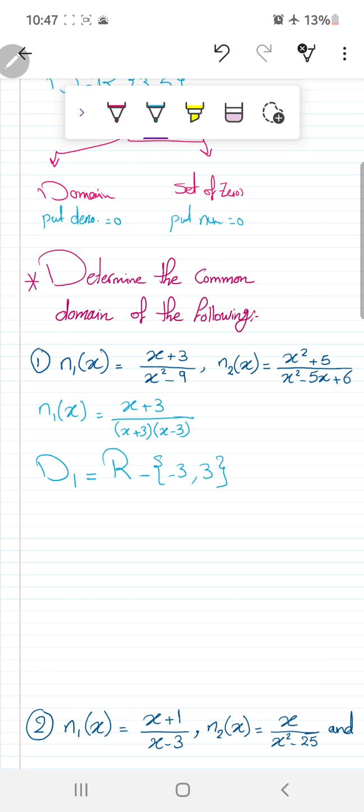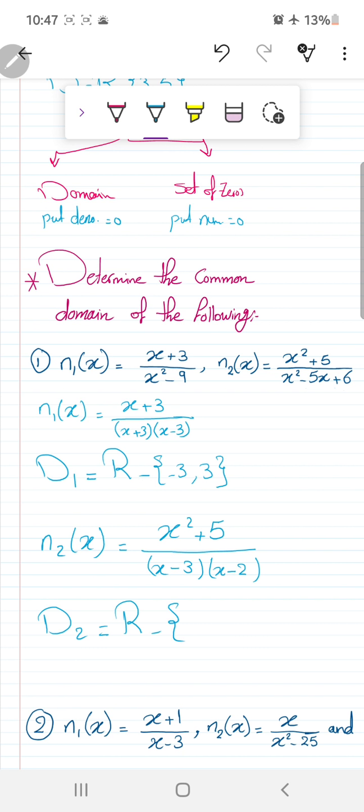Okay, n2 of x equals x squared plus 5 over, by factorization, here open two brackets, x and x. Search for two numbers whose product is 6 and whose sum is negative 5, so it will be 3 and 2. Here the product is positive, so it will be negative and negative. So d2 equals R minus {3, 2}, the opposite signs. So we get d1 and d2.